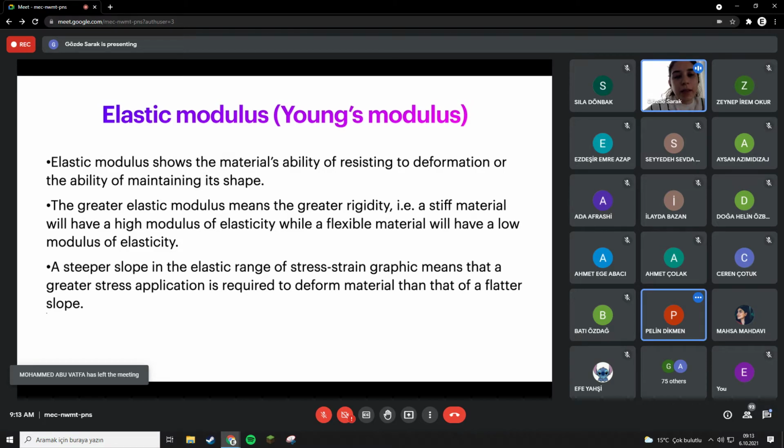The greater elastic modulus means the greater rigidity. A stiff material will have a high modulus of elasticity, while a flexible material will have a low modulus of elasticity. A steeper slope in the elastic range of the stress-strain graphic means that a greater stress application is required to deform the material than that of a flatter slope.